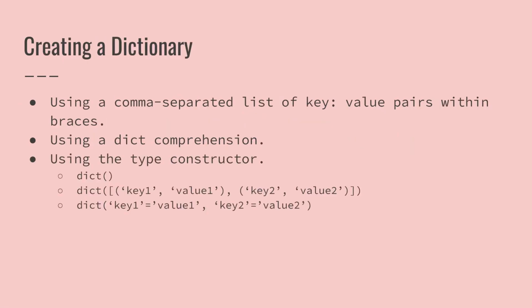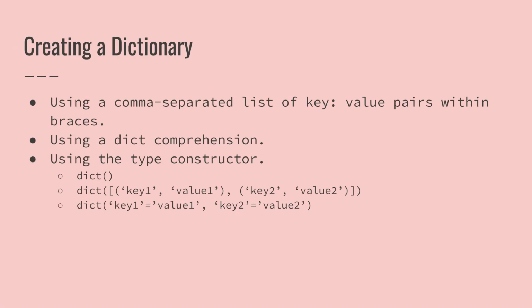Now, there are several ways to create a dictionary in Python. The first one is using a comma-separated list of key value pairs within braces, such as braces, and inside having pairs such as the key, a colon, and a value. Then there's using a dictionary comprehension, which is related to a topic that we will see later on. And finally, there's the use of the type constructor.